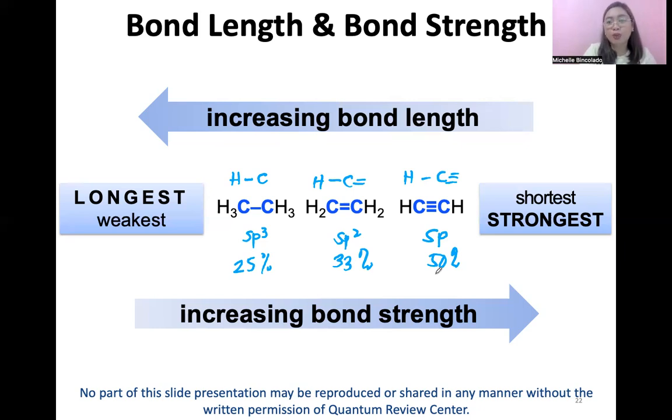Later, guys, pag nasa chapter na tayo ng alkynes, malalaman ninyo na magagamit itong natutunan ninyo in this part kung bakit ganito yung reactivity or yung properties ng alkynes. Okay, so nirecall lang natin, guys, yung percent S character. Andito yan sa last paragraph sa page 3.